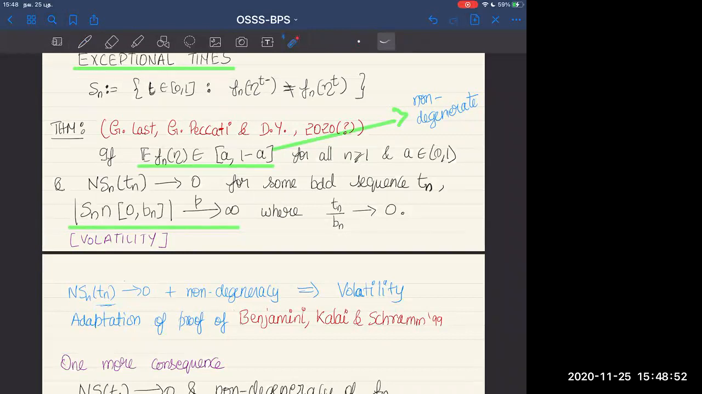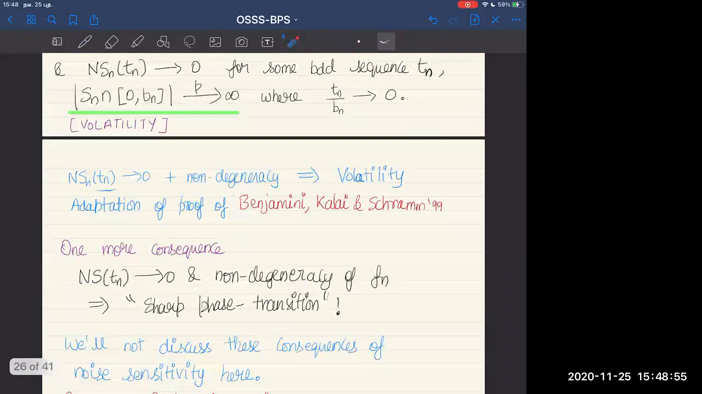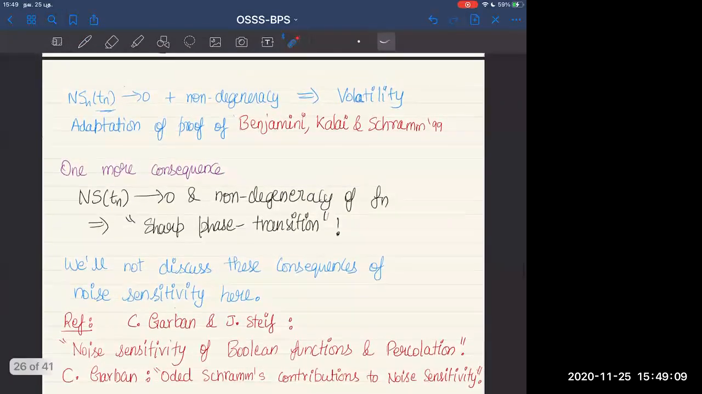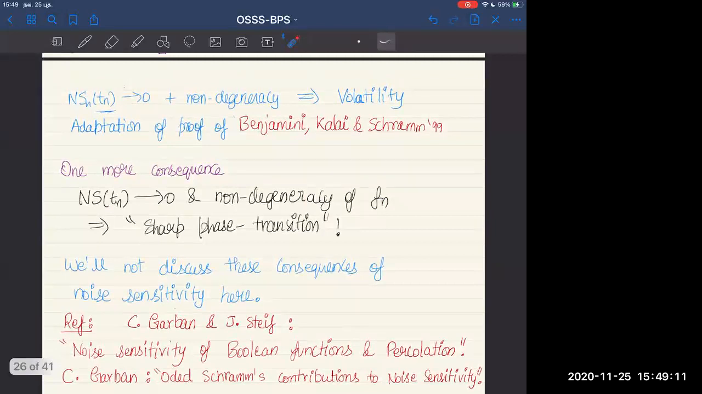I'm not going to say anything about this. One more consequence: you can get a variant of sharp phase transition by knowing non-degeneracy and noise sensitivity. Not the way I said before, but a variant. But let's not discuss too much about it now. I won't discuss the consequences of noise sensitivity here. I'll focus only on noise sensitivity from now onwards.